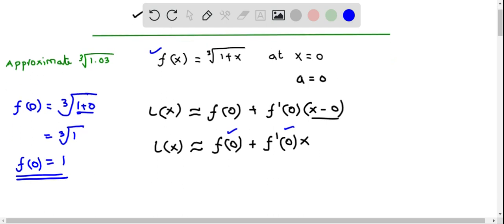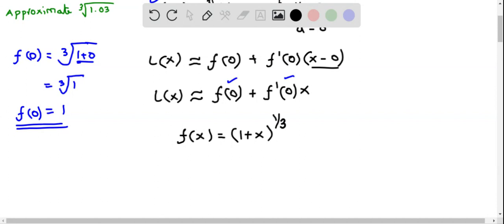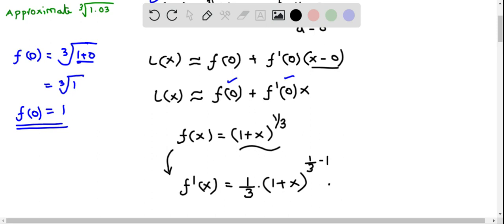Now we have to find f prime of 0. For that we find the derivative of f of x. I can write this in exponent form, that is 1 plus x raised to the power of 1 third, because cube root of 1 plus x is 1 plus x raised to the power of 1 by 3. Now we find its derivative, f prime of x. Here we apply the power rule first, that is we put the power in front and then multiply by 1 plus x raised to the power of 1 third minus 1. And then we apply the chain rule to find the derivative of the inside part, which is 1 plus x. The derivative of 1 is 0 and the derivative of x is 1, so it is basically 1. So I multiply with 1.